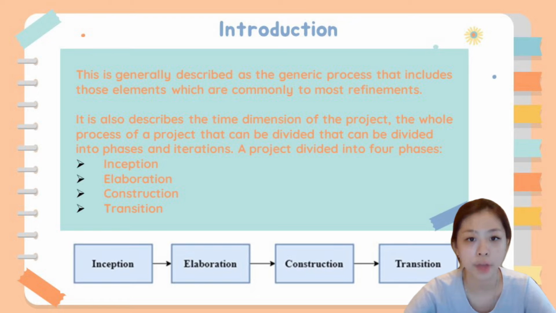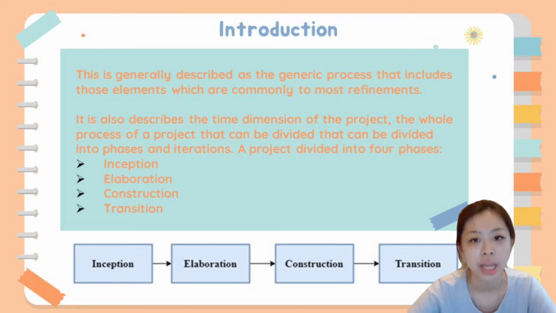A popular iterative and incremental software development process framework that is commonly used is the unified development process. It is also known as unified process. Unified process is generally described as a generic process that includes those elements which are common to most refinements. It also describes the time dimension of a project, the whole process of a project that can be divided into phases and iterations. The process can be divided into 4 phases, which are inception, elaboration, construction, and transition.